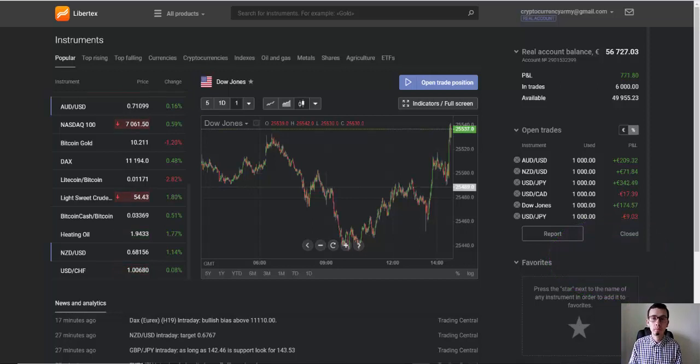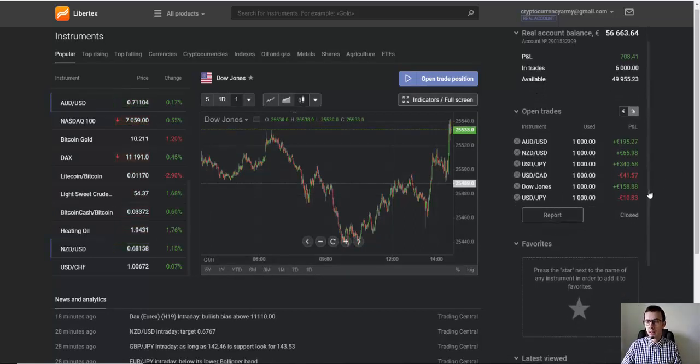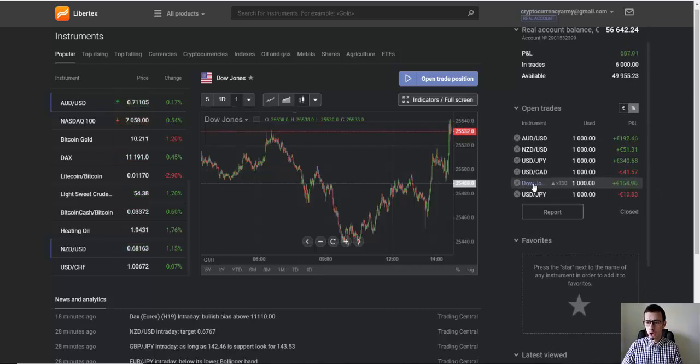So let's get started. As you can see, I have 6 trades open. My current profit and loss for these 6 trades is around 700 euro, because, for example, the Dow Jones I expect to go up a lot higher. So this is my current balance. Let's take a look at maybe one of my most profitable trades for today.